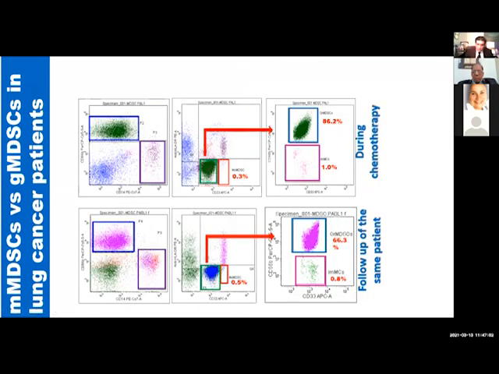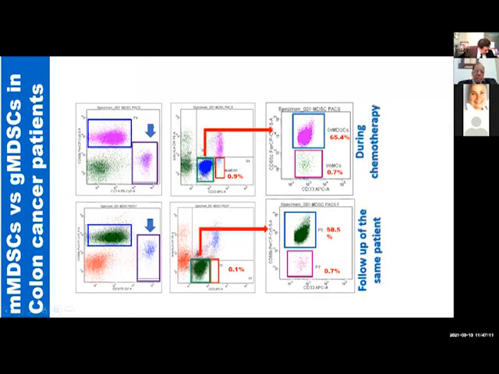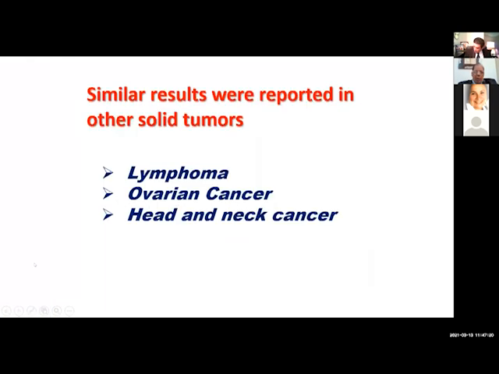We also looked at monocytic and granulocytic, and we found a higher number of monocytic than granulocytic, which was consistent, because we are interested now in monocytic. We found the same observation in colon cancer, lung cancer, lymphoma, ovarian cancer, and head and neck. Because of the time limitation, I showed you only ALL, breast cancer, and lung cancer.